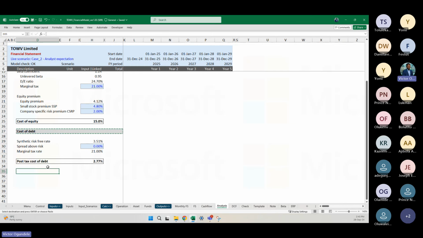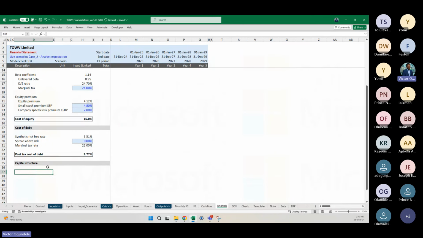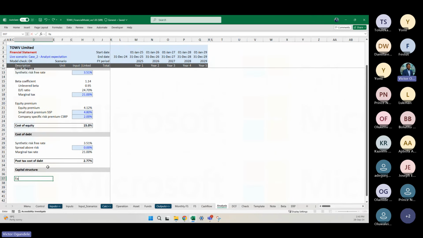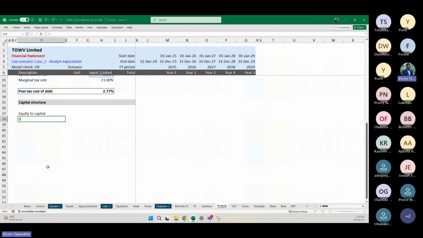Then now we can compute our capital structure. As I said, most times where you have access to the data, you download the comparables and you use the comparable data. But most times, if you don't have access to that kind of information, you can always use that Damodaran data. So let's have our equity to capital, and then we have our debt to capital.